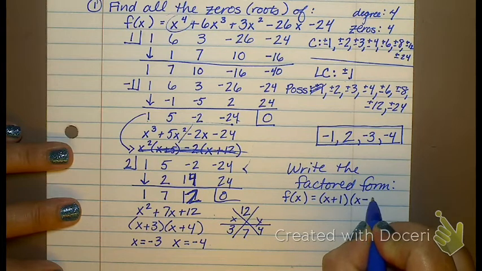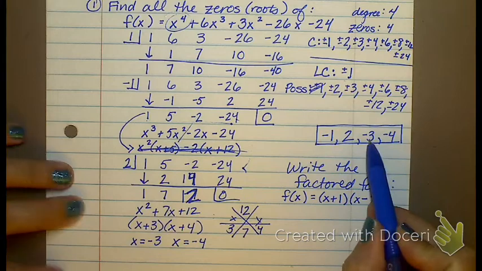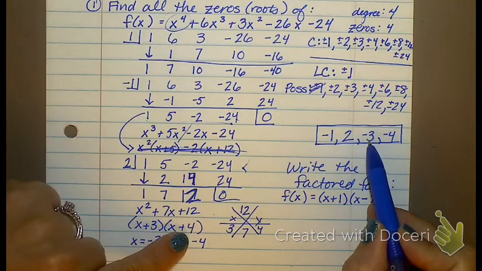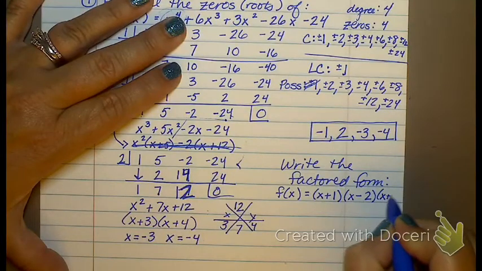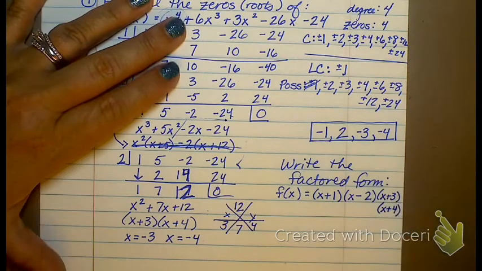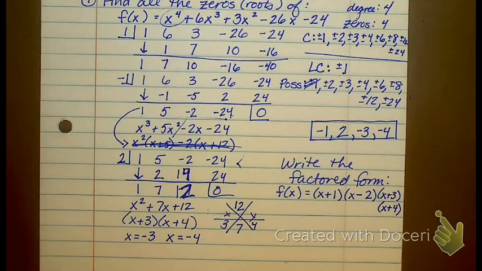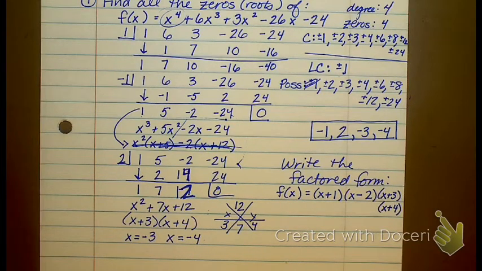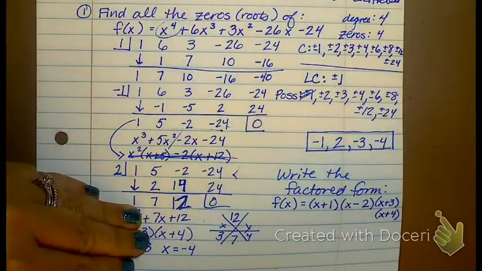X minus 2. And the -3 and the -4, we know what it looked like in parentheses because we had it here. So it's x plus 3. And then if I gave myself enough room like I should have, it would be x plus 4. That's the factored form. So once you have factored form or zeros, once you have one or the other, it's really easy to go back and forth interchanging them. Okay? All right.